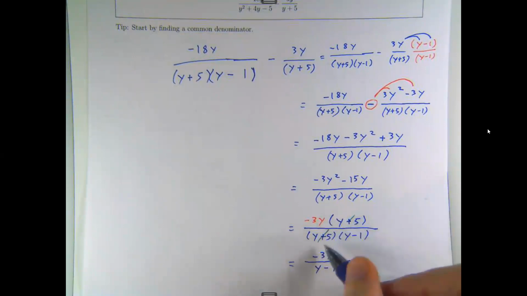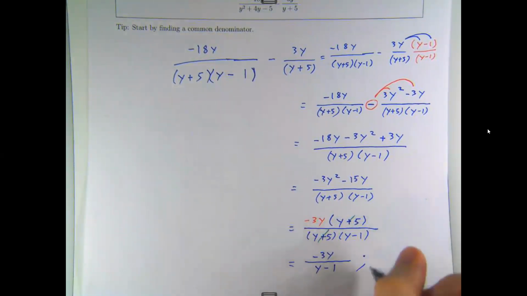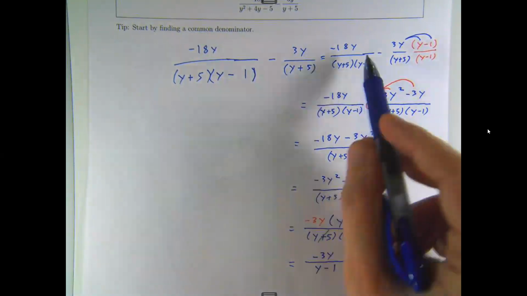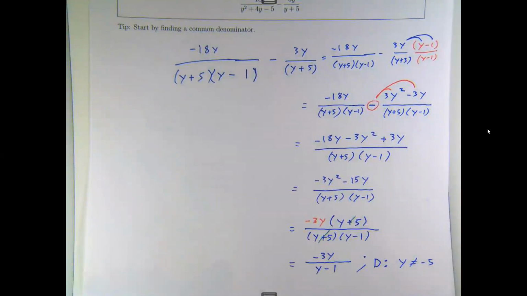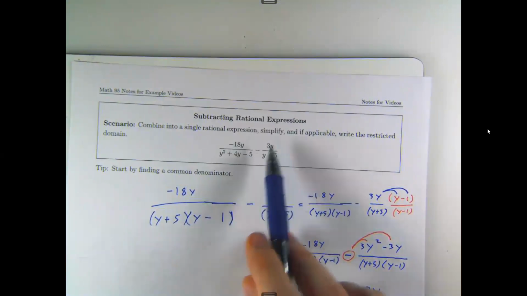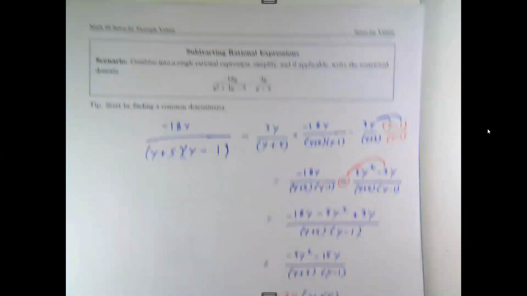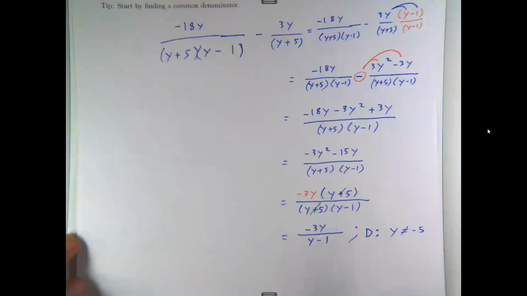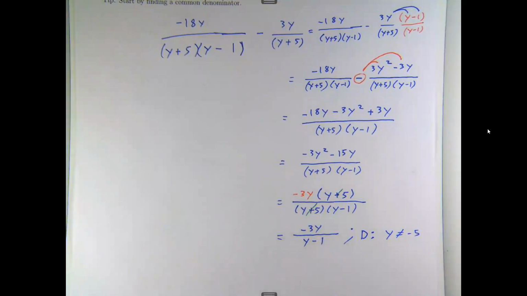We crossed out this y plus 5 component, so for our restricted domain, we just want to remind people you can't plug in -5 because that would cause you to have 0 in the denominator early on in the problem. But this early expression of -18y over y squared plus 4y minus 5 minus 3y over y plus 5, after I do the simplification, becomes a lot smaller and easier to work with. So simplifying is really the process of taking something that looks messy, doing some work with it, and getting it so it looks less messy.